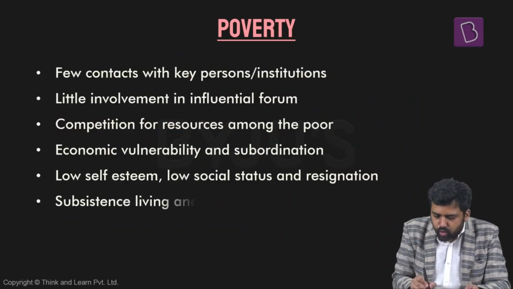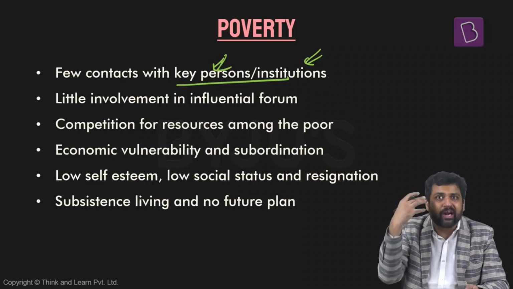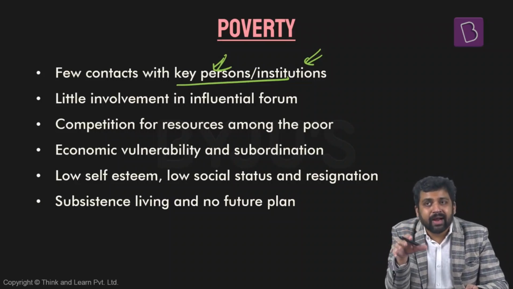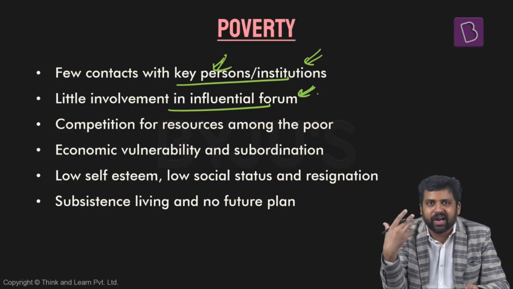Apart from that, poverty also implies few contacts with key persons and institutions. They don't know people who are in positions of influence. Right? They're not the elite. Rather, they are at the bottom. People who are rich, people who have enough resources, they know people, they have contacts. Right? They can in fact influence policies. But poor people at the bottom don't have enough contacts to influence policies. They are not having enough involvement in different kinds of influential forums.